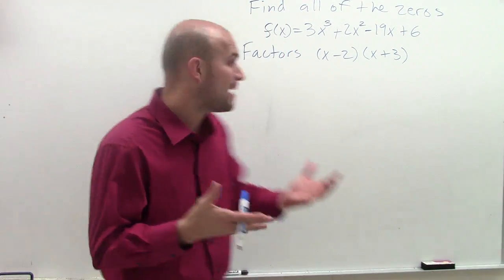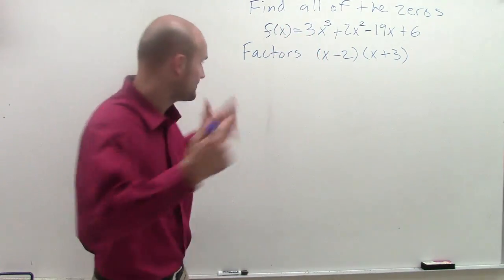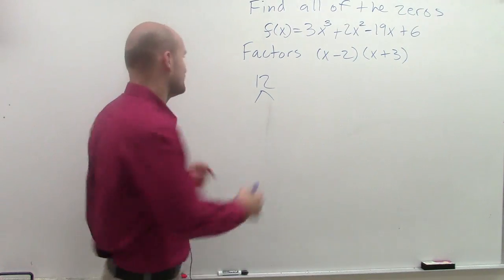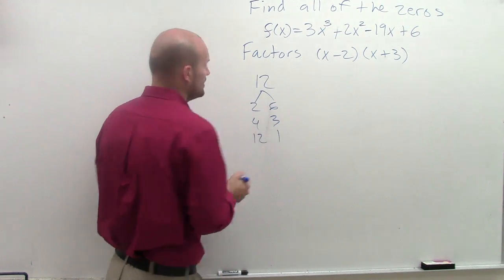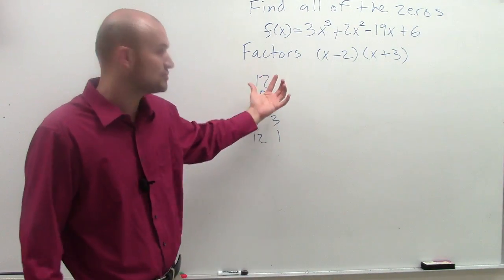Factors, remember, are polynomials that divide into our larger polynomial. And let's look at the case of 12. What are factors of 12? 2, 6, 4, 3, 12, 1. You could also do the negatives. But these are all factors of 12 because they multiply to give you 12.